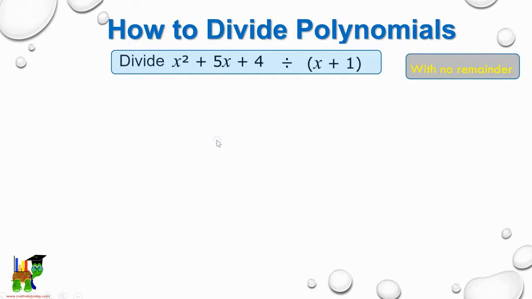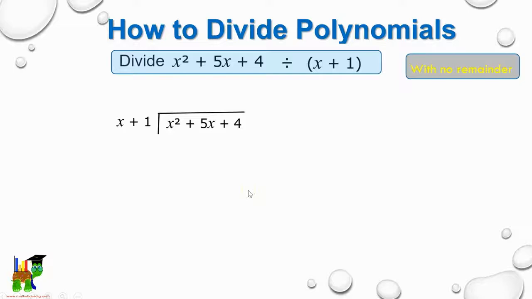When you're dividing polynomials, the process of division is just like long division. So if you haven't seen the long division video I've made, please have a look at it now, so that it will be easy for you to understand the process, because it's exactly the same. Okay, so we're going to divide x squared plus 5x plus 4 by x plus 1, which is your divisor. So we're going to put x squared plus 5x plus 4 inside the bracket and divide by x plus 1.